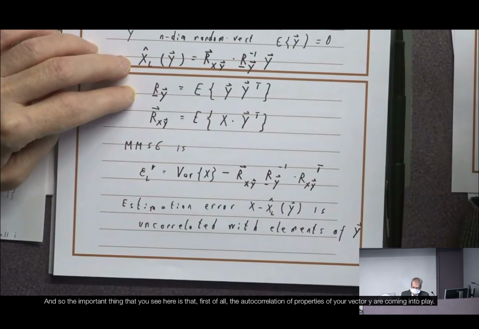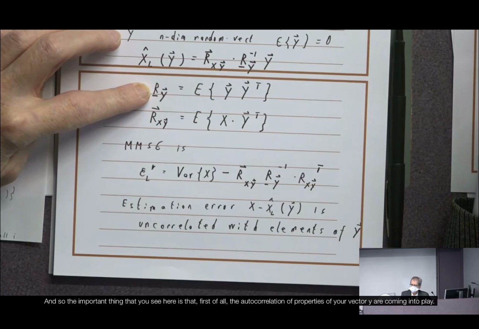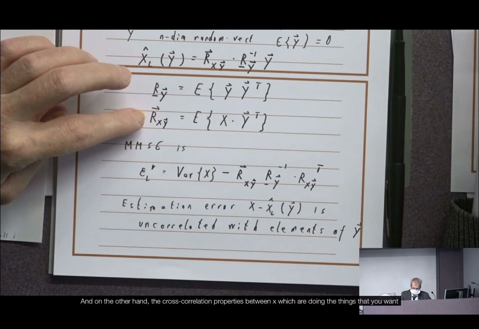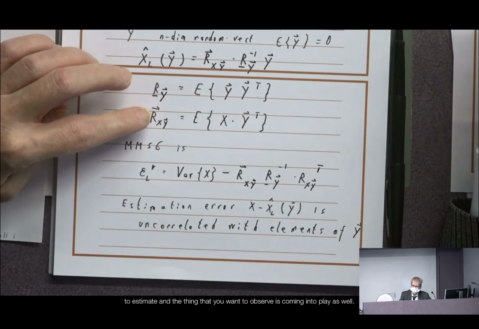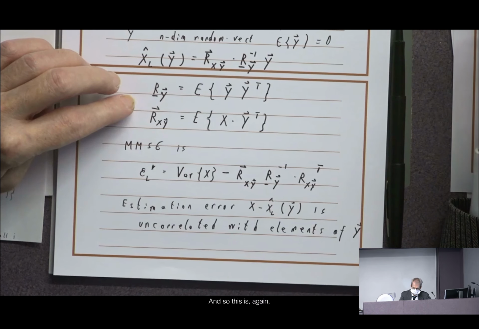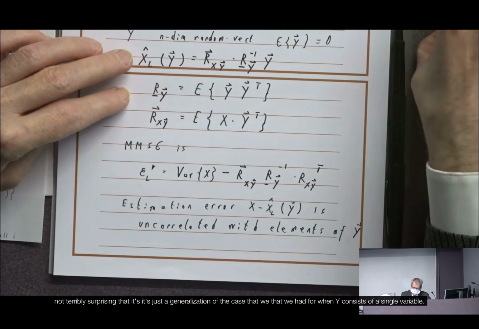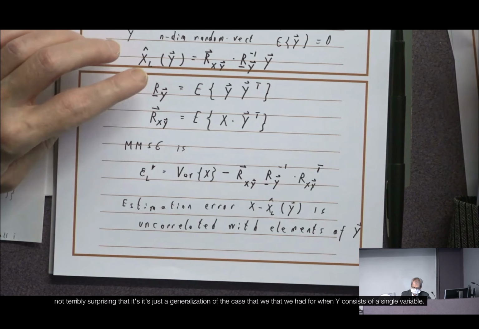And so the important thing that you see here is that, first of all, the autocorrelation properties of your vector y are coming into play. And on the other hand, the cross-correlation properties between x, the thing that you want to estimate, and the thing that you want to observe, is coming into play as well. And so this is, again, not terribly surprising. And it's just a generalization of the case that we had for when y consists of a single variable.